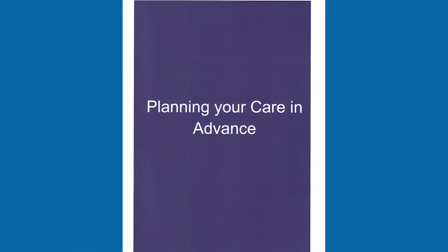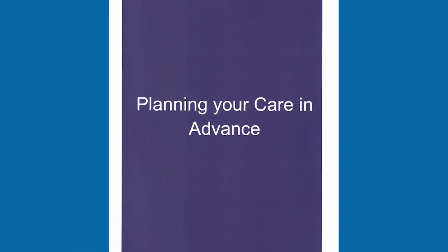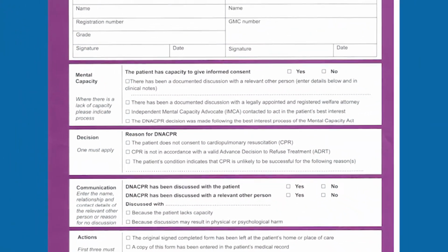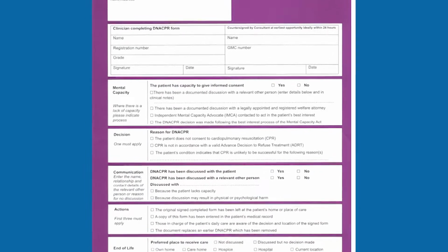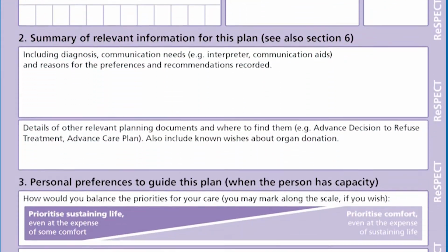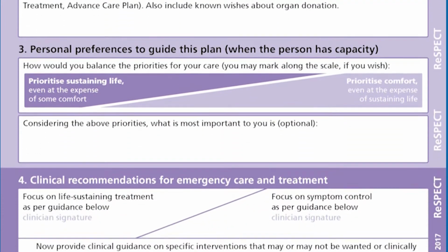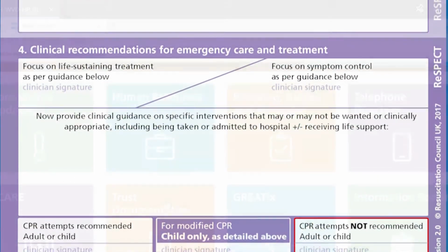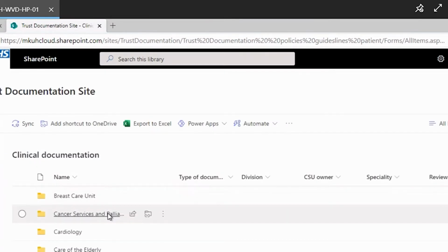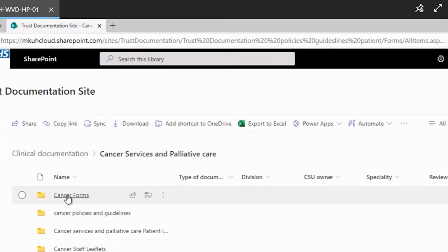The PACT form is to be used in conjunction with other advance care planning documentation and DNACPR forms. It's similar to other initiatives across the country, such as the Respect form, but is perhaps more useful because it documents a specific plan for a specific situation. The PACT form can be found on the hospital intranet or at GP practices.